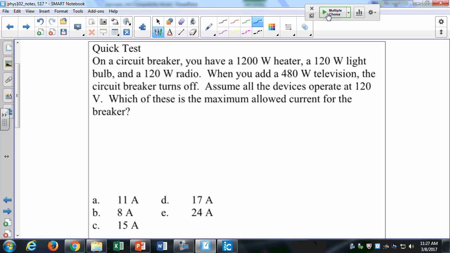Okay, let's try this. I want you to calculate, and if you ever design your house, like what you want on a circuit, you'll need to think about what are the devices that you have on that circuit, and what can the circuit safely handle. So in this case, you have a 1200 watt heater and these other things, but then you turn on your television and it flips the circuit breaker. So I want you to tell me what is the maximum allowed current for this circuit breaker.